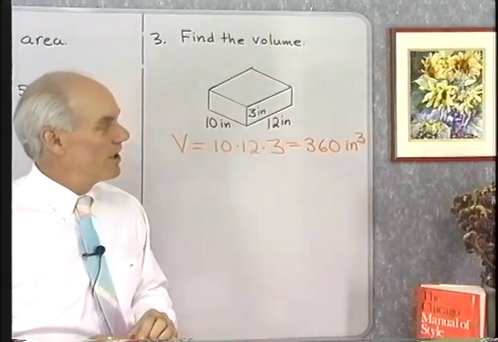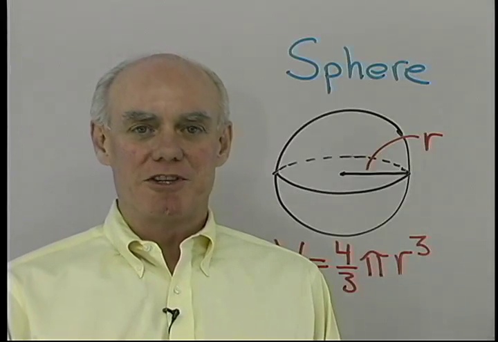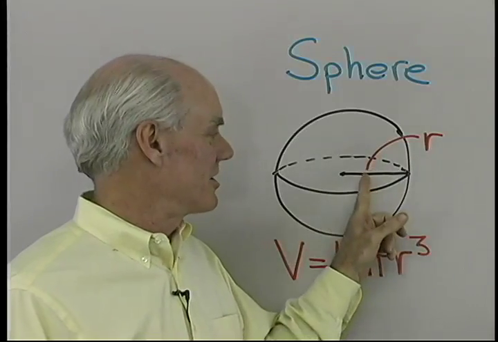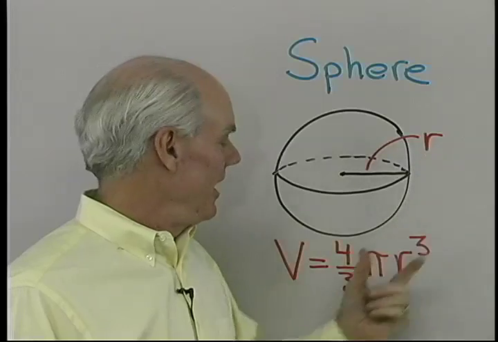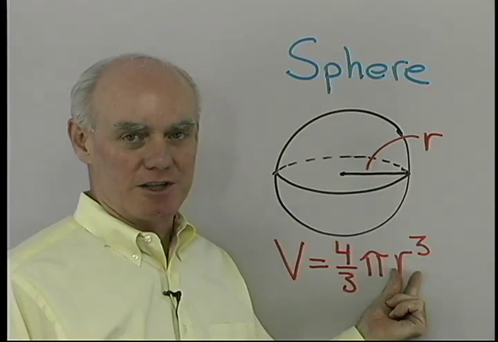Now let's go and look at one more problem. The next problem is going to involve finding the volume of a sphere, and I've drawn over here on the board a little picture of a sphere. You can see it's got a radius of r, and the volume is going to have a formula of 4/3 pi times the radius cubed.